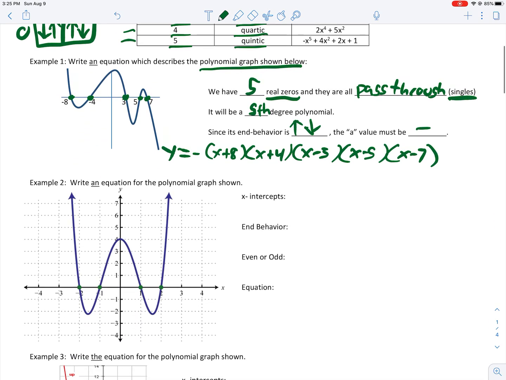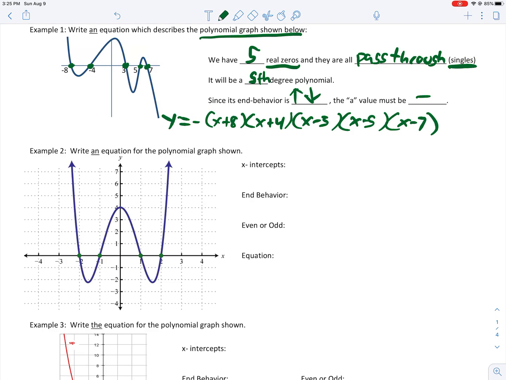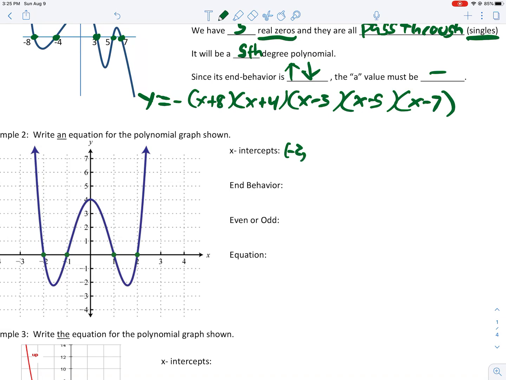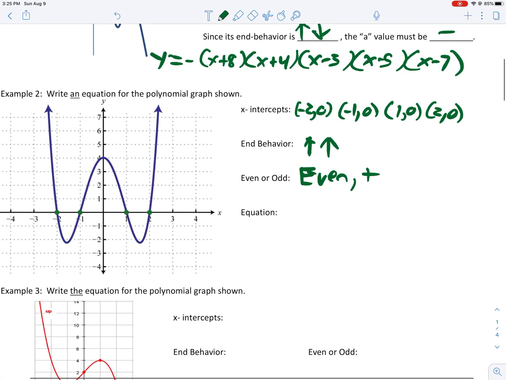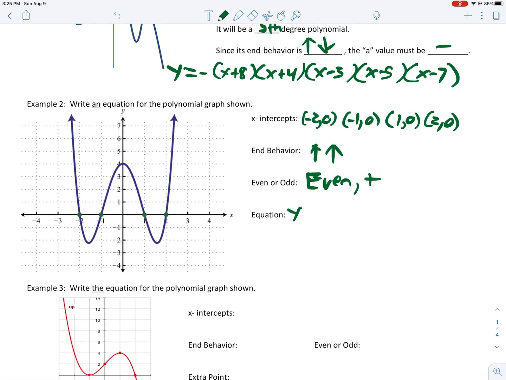Okay, example 2. We're going to write an equation. First, what are the x-intercepts? Negative 2, 0, negative 1, 0, 1, 0, and 2, 0. The end behavior is high to high. So that means it has to be even. And it's even, it's high to high, so that means it's positive.